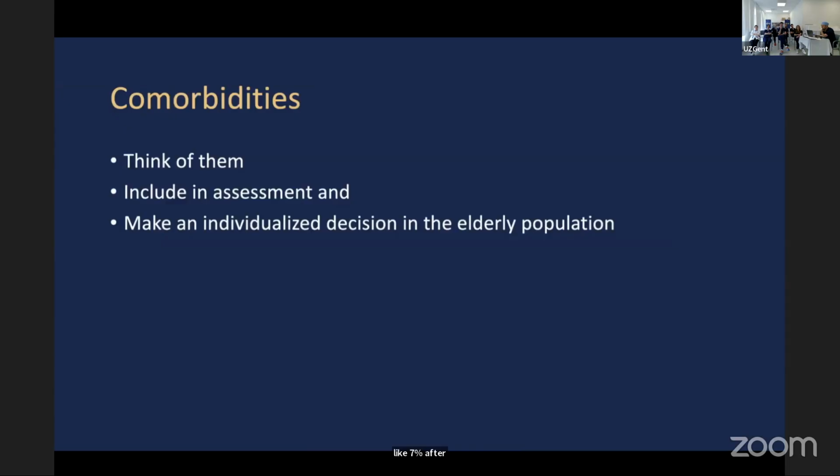And of course, this was a meta-analysis from the Dutch group. Yeah. So comorbidities, think of them, include them, of course, in the assessment, and as probably with everything, we have to have an individualized approach in an elderly patient population.